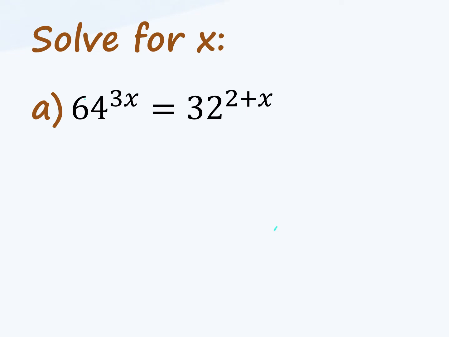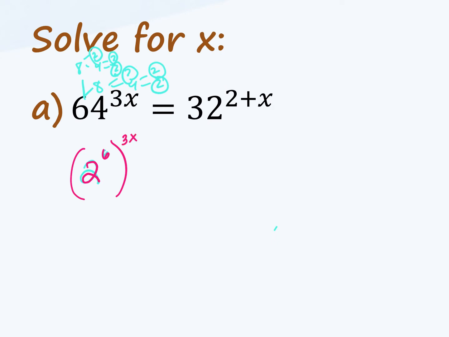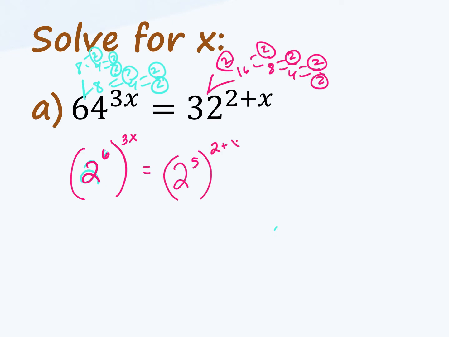If you don't know it, 64 is 8 and 8, which would be 2 and 4, 2 and 2, 2 and 4, 2 and 2. That's 1, 2, 3, 4, 5, 6 2s. So this is 2 to the 6th, raised to the 3x, because that was originally there. 32 is 1 less 2, so 2 and 16, 2 and 8, 2 and 4, 2 and 2, that's 5 2s, so 2 to the 5th raised to the 2 plus x.